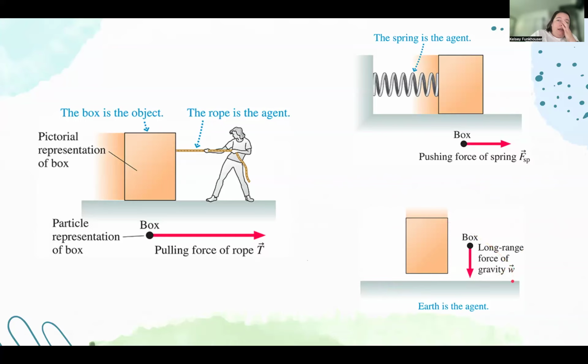Then we have an example here of a long range force. So these are contact forces because this one requires a rope. This one requires touching the surface of the box. But this box is falling. And in the process of falling, it is experiencing a force, and that force is gravity. We refer to this as the weight of the object. So in that case, the box is the object, and the earth, which is supplying that force of gravity, is the agent.